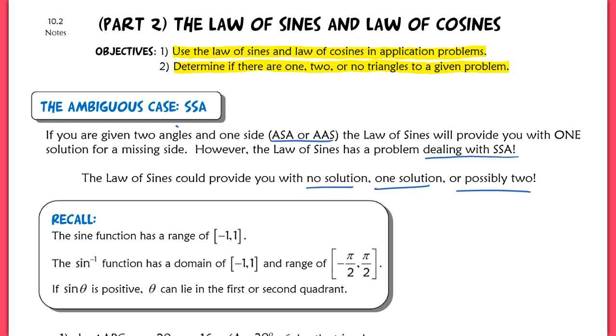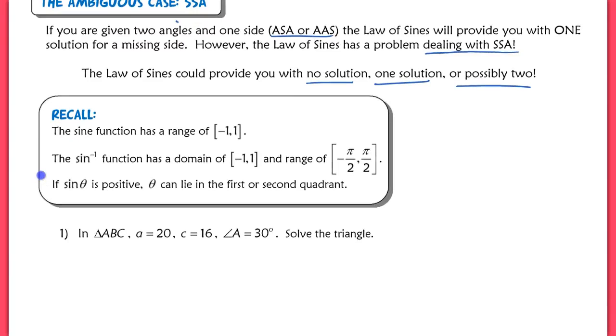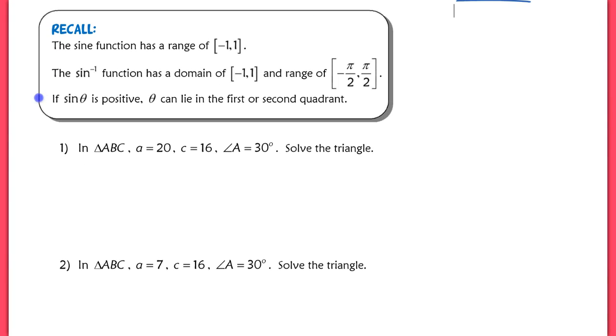Okay, now there's some background information before we even get started that I need to review. Remember, the sine function has a range of -1 to 1. The inverse sine function has a domain of -1 to 1 and a range of -π/2 to π/2, which means your calculator will only give you values within this particular range.